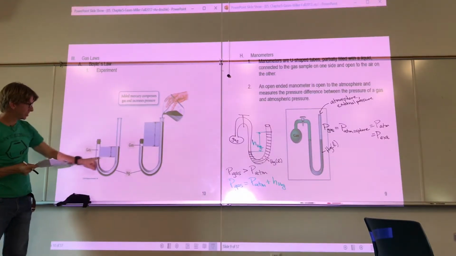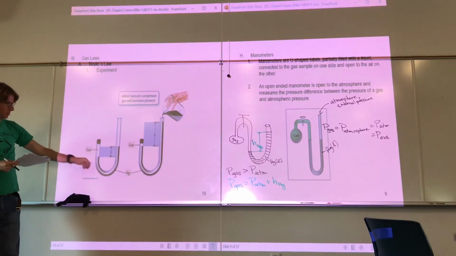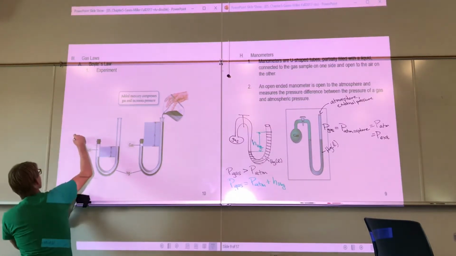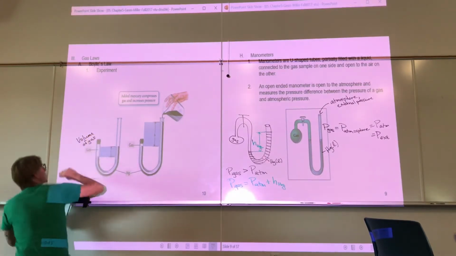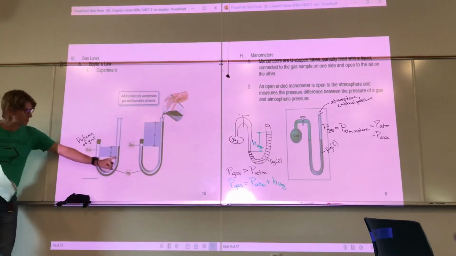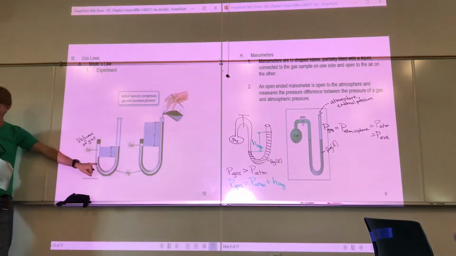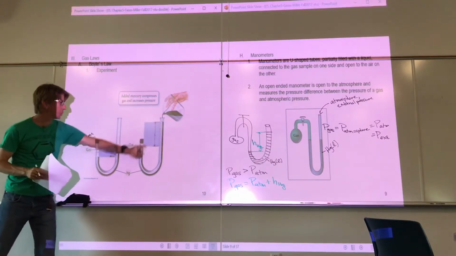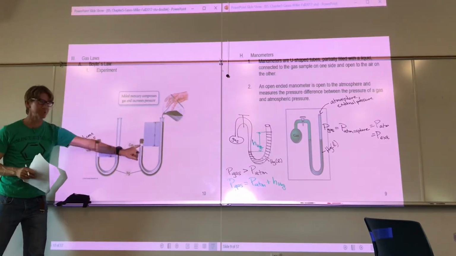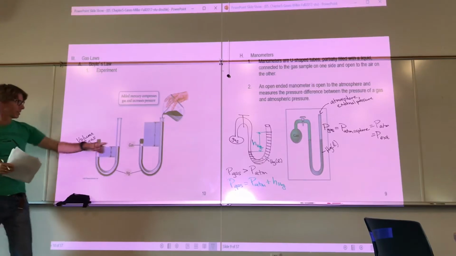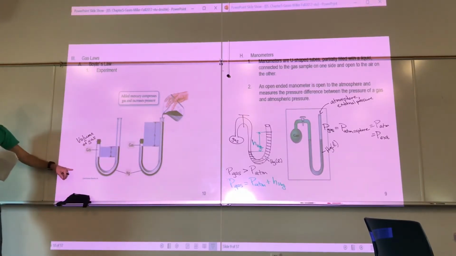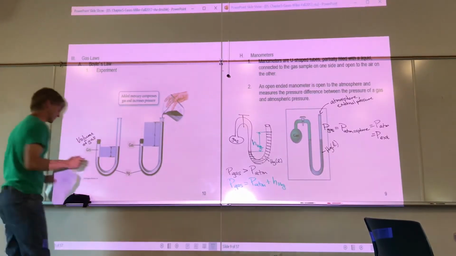You have a situation where you have a volume of gas. And you can see that you have a pressure difference here based on the height of the mercury. You add more mercury, that means there's more pressure and the volume of the gas decreases. So, increase pressure, decrease volume of gas.